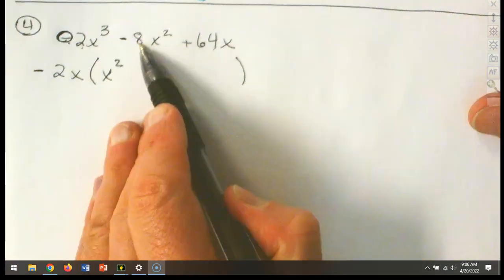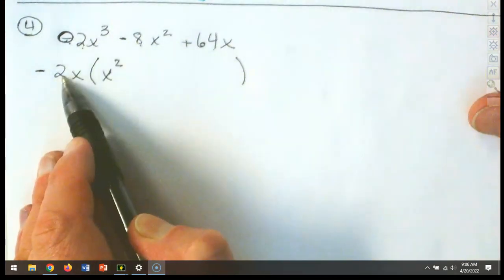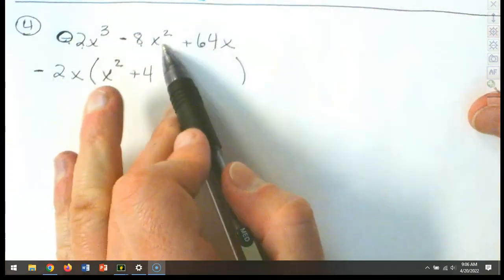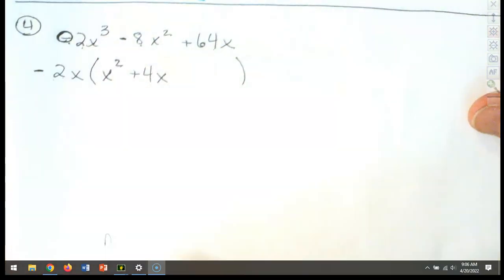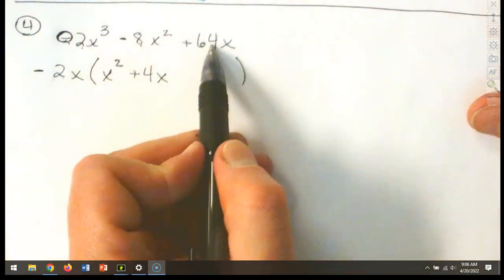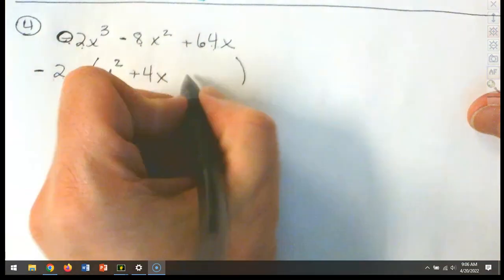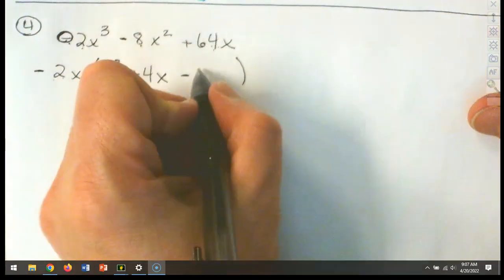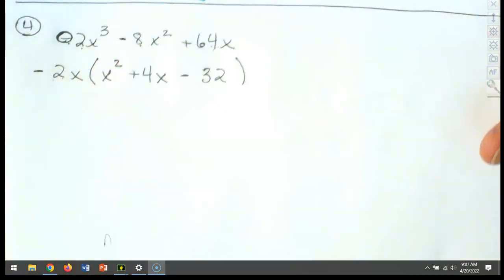Next one, negative 8 divided by negative 2. Negative and negative makes it a positive. And x squared, take out an x, positive 4 there. Next, 64. 64 divided by negative 2, that's a negative. And 64 divided by 2, that's a 32. So now we've gotten to this step. Now we need to factor this trinomial. It has 3 terms.